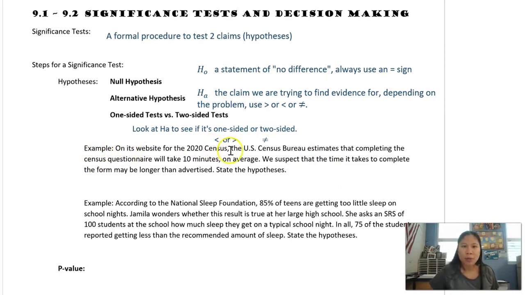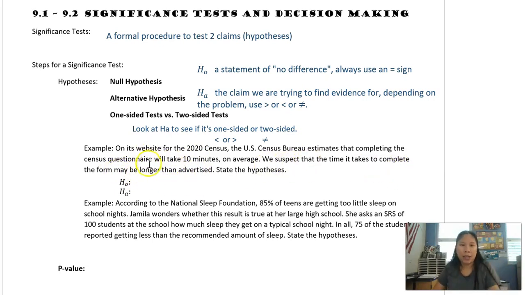For example, on its website for the 2020 census, the U.S. Census Bureau estimates that completing the census questionnaire will take 10 minutes on average. We suspect that the time it takes to complete the form may be longer than advertised. State the hypotheses. We know we have to write an H0 and an HA. Remember, H0 is our statement of no difference. In this question, we talk about 10 minutes on average. That's the number we're claiming about. And then we suspect that the time may be longer than advertised. So 10 minutes, or we think that it's more.